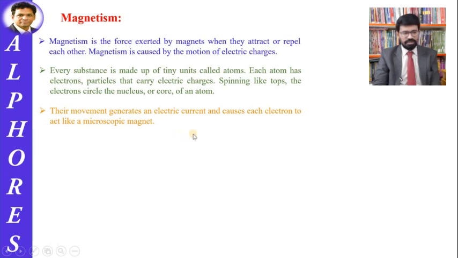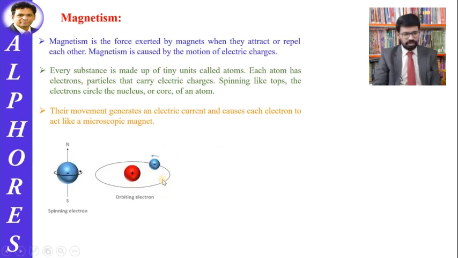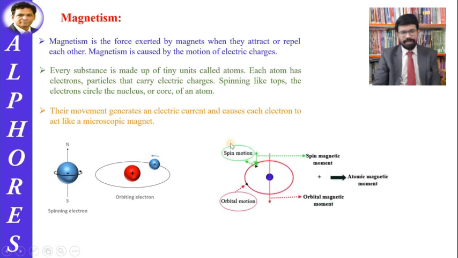How many such microscopic magnets will be there? Depending upon the type of atom, several electrons will be there, so several microscopic magnets will be there. This is how you can imagine the picture. This is the nucleus, and the orbiting electron revolves and spins. Because of spin motion, there will be some magnetic field. Because of revolutionary motion around the nucleus, there will also be some magnetic field. If this is the spinning direction, you can talk about north and south as well. I'll tell you about what north and south are.